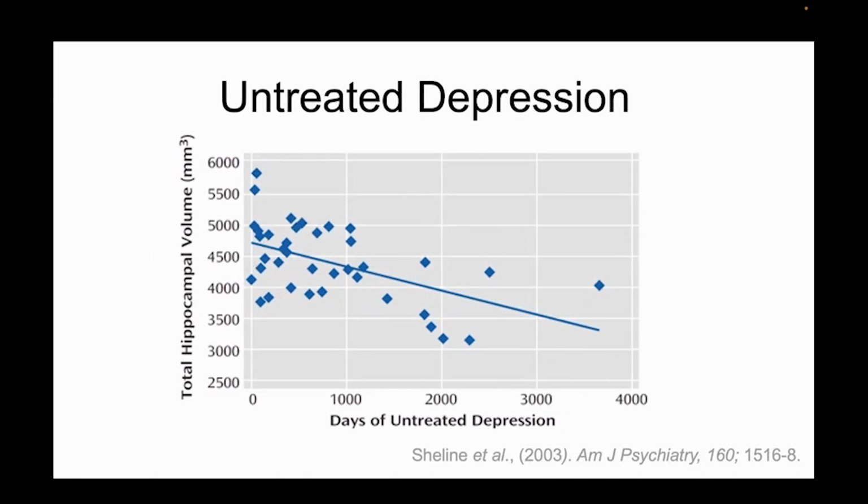This study measured 2 variables in participants who had a diagnosis of major depression: the days of untreated depression on the x-axis on the bottom, and the size of the hippocampus on the y-axis on the left. If depression is untreated for a long time, it's linked with smaller hippocampal volume, as shown by the downward line. Does depression shrink the hippocampus? Or does a small hippocampus cause depression?